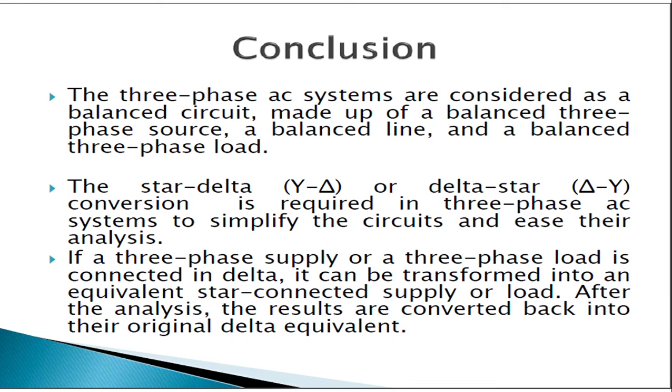Now in the conclusion we can say that the three-phase AC systems are considered as a balanced circuit made up of a balanced three-phase source, a balanced line, and a balanced three-phase load. Secondly, the star delta or delta star conversion is required in a three-phase AC system to simplify the circuit and ease their analysis. And thirdly, if a three-phase supply or a three-phase load is connected in delta, it can be transformed into an equivalent star-connected supply or load. After the analysis, the results are converted back into the original delta equivalent.